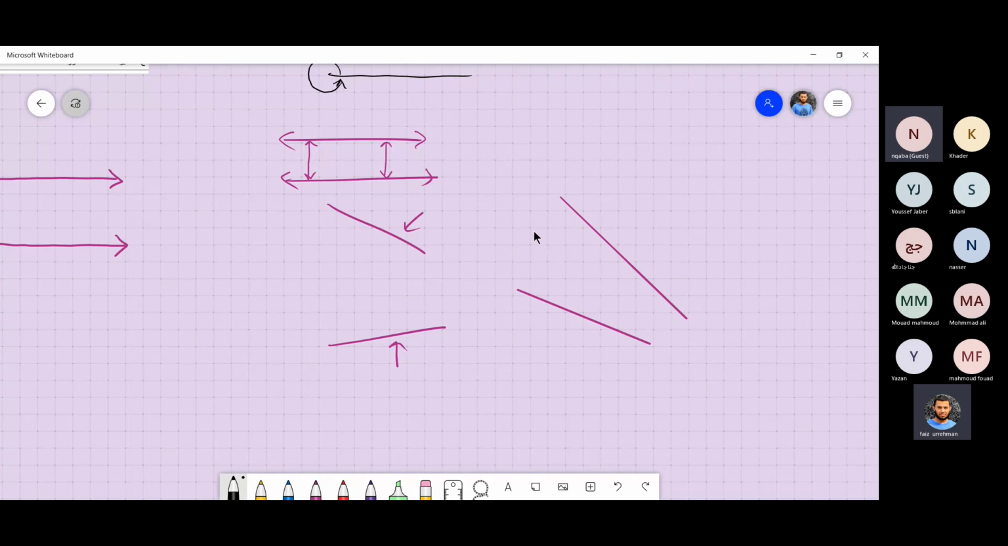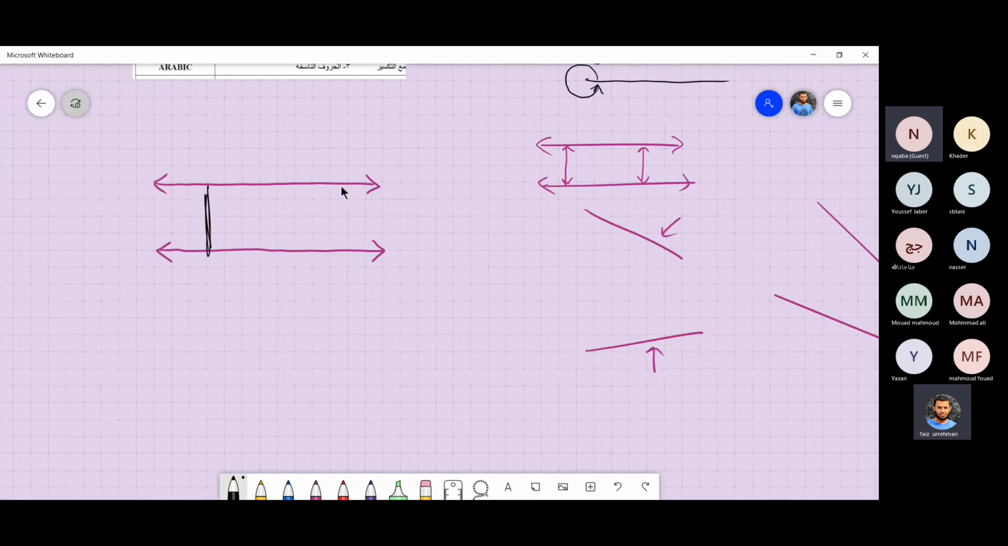But come back to my original one. See the distance here and see the distance here. Is the distance equal?